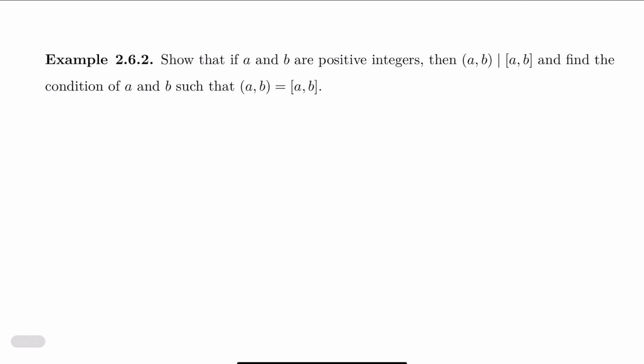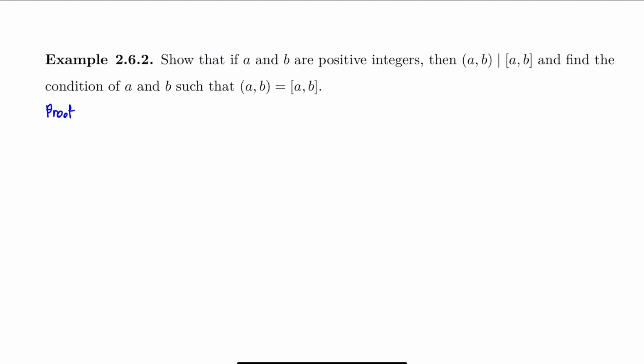Today we are going to show that if a and b are positive integers, then the greatest common divisor of a and b divides the least common multiple of a and b. And find the condition of a and b such that the greatest common divisor of a and b equals the least common multiple of a and b. But first, let's show that the greatest common divisor divides the LCM.